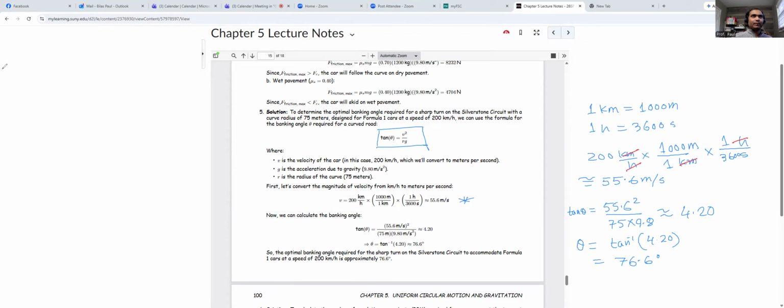Now, in some homework problems, you will see that instead of asking you to calculate theta, the banking angle, I ask you to calculate V or R, right? Then you have to solve for V or solve for R. Okay, but this is the equation, tan theta equal to V square over RG, and whatever you need, you have to solve for it and plug the values. Okay, all right. Let's move on, and let's do number 6.